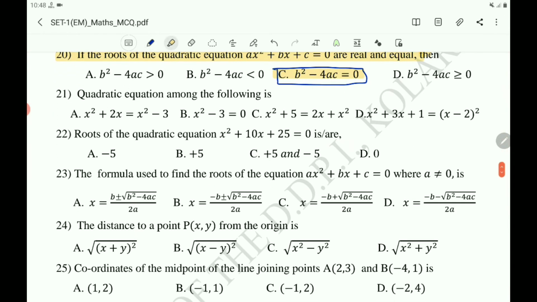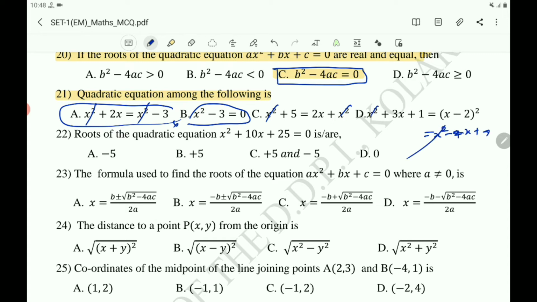Then you take the question number 21. Quadratic equation among the following is. Here you observe, if you want to simplify it, these two cancel. This is not a quadratic equation, and this is a quadratic equation, and here also these two cancel, and here if you simplify it becomes x square minus 4x plus 4. Again these two cancel. So what is the answer here? Option B is the answer.